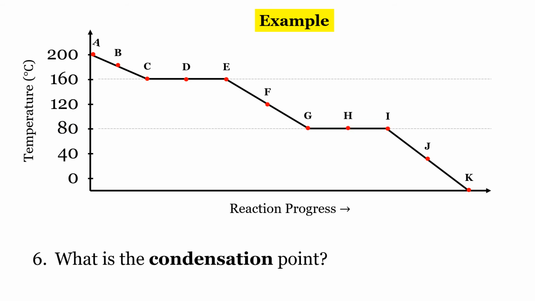What's the condensation point? The condensation point, remember, is where we go from a gas to a liquid. So we identified that we're in the gas phase here, and we're in the liquid phase here. So our condensation point will be from C to E, which is at 160 degrees Celsius. Now, just like with the freezing and melting point, the condensation and the evaporation or boiling point occur at the same point. So again, at 160 degrees, we're both evaporating and condensing.